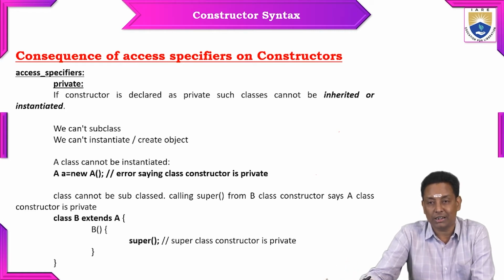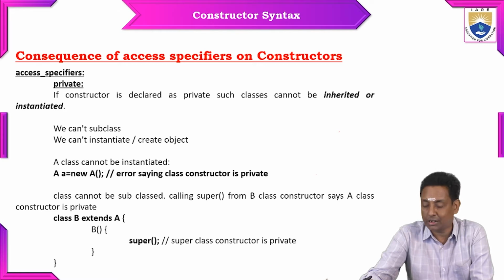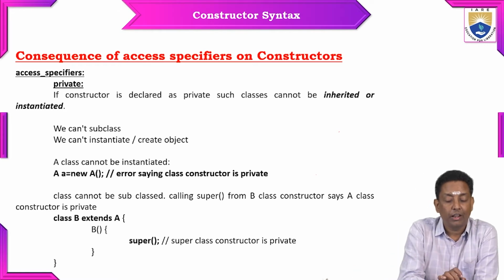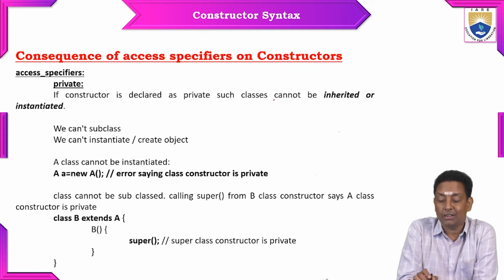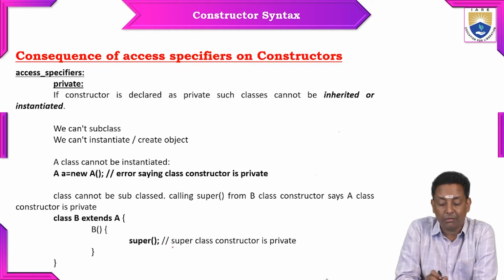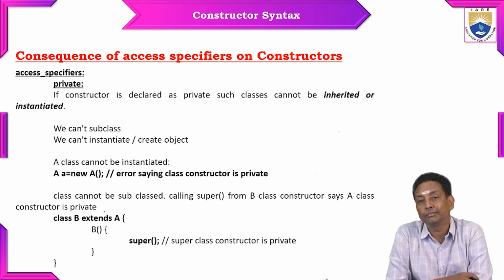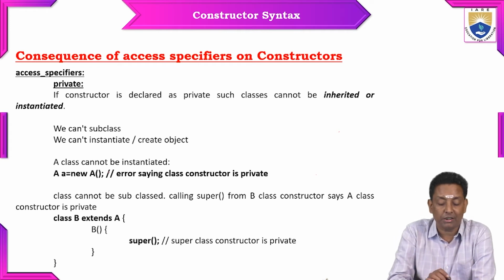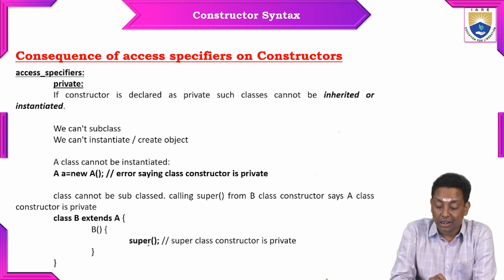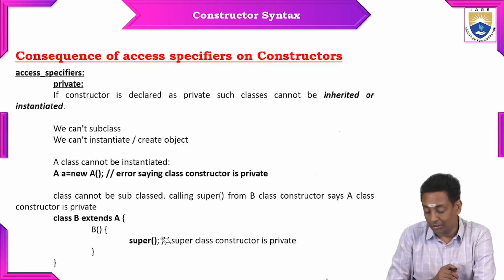Then what is the use of such classes? See, if a constructor is declared as private, such classes cannot be inherited or instantiated. We can't subclass, and we can't instantiate or create an object. The class cannot be instantiated like this. The class cannot be inherited like this. The same two examples given here are explained here. A class cannot be instantiated. A class constructor cannot be accessed from a child class. B class constructor also. These two cannot be done.